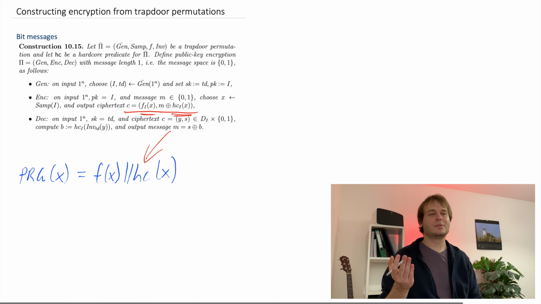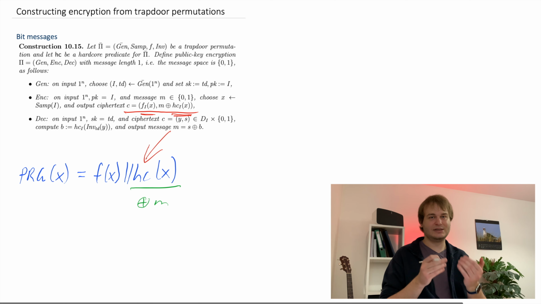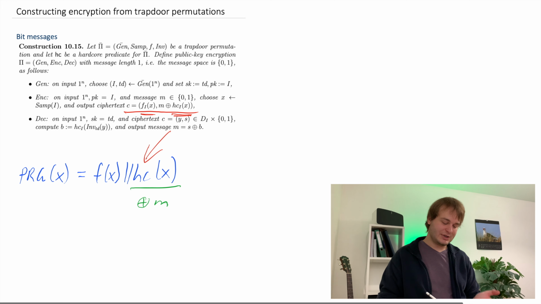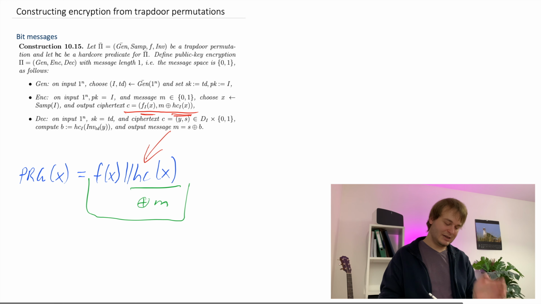So now you can take a look at this encryption scheme and basically think, okay, this is this PRG construction. It's just that this hardcore bit we also XORed with m to make this PRG basically an encryption scheme. And because ciphertexts in this construction are basically just PRG values, we can easily imagine that this is a secure encryption scheme.